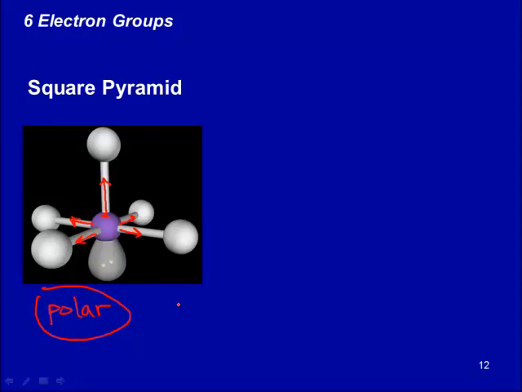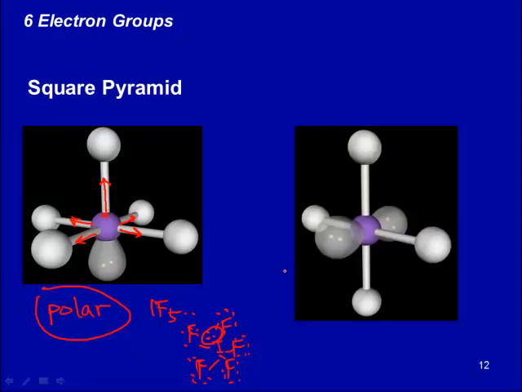The case in point will be IF5, with I in the middle and F surrounding it: 1, 2, 3, 4, 5, with all those valence electrons. You also have a pair of electrons sitting on the iodine, and this is exactly the case portrayed here.